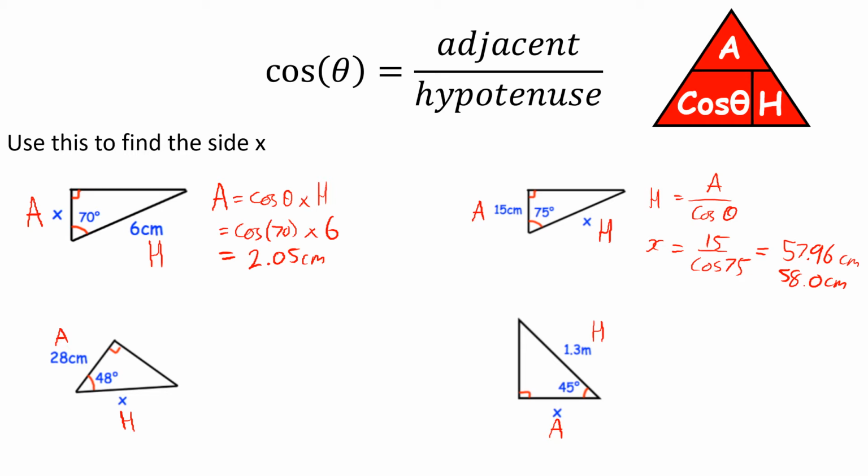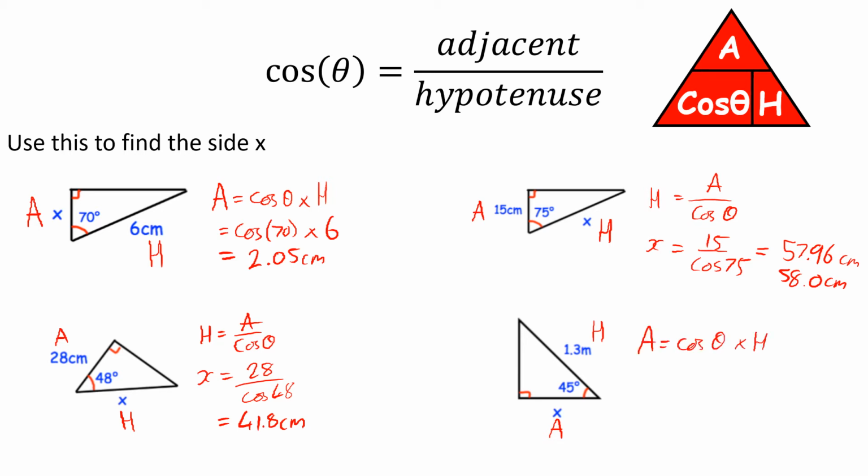The next one, again we're finding the hypotenuse, so we're going to do a over cos theta. That tells us that x is 28 over cos 48, which gives us 41.8 centimeters.